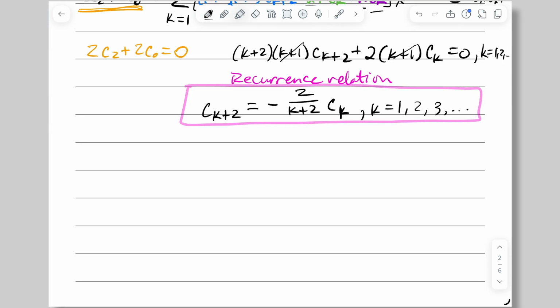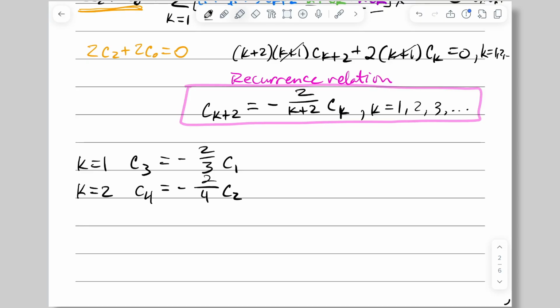Since we know that k starts at 1, let's start generating terms by plugging 1 in place of k. For k equals 1, we have c sub 3, because that's c sub k plus 2, is equal to negative 2 over 3 times c sub 1. I don't have any information about c sub 1, so we're just going to keep going here. K equals 2. That's going to be c sub 2 plus 2, so c sub 4 is equal to negative 2 over, that 2 plus 2 is again 4, c sub 2.